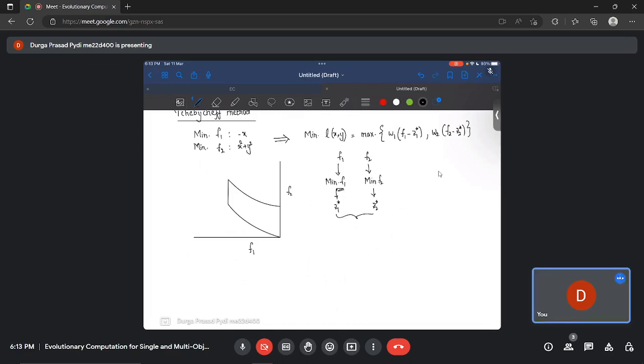Say we consider here the minimum of F2 without considering F1; this minimum point will lie somewhere around here. And if you want to minimize F1 without worrying about F2, the minimum value will be -1, so it will be somewhere over here. So the point of intersection of these two lines, the minimum of F1 and F2, will be somewhere over here. This is what we are calling an ideal objective vector.